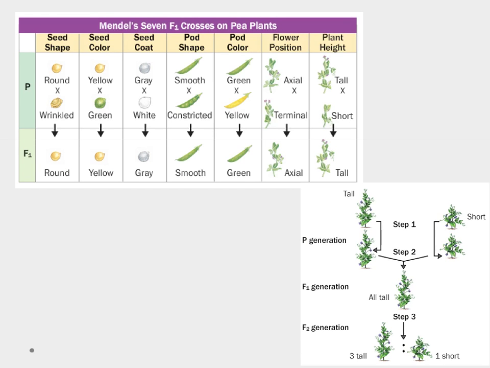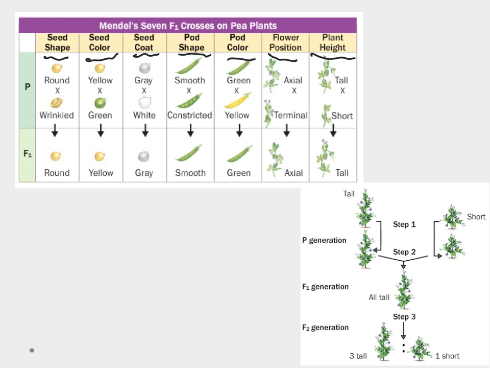So as I mentioned, he had found 7 different traits that he had looked for. He looked at seed shape and he found that there were round and wrinkled ones. He found seed color, they were yellow and green. He found a seed coat, it could either be gray or white. The pod shape was either smooth or constricted. The pod color was green or yellow. The flower positions were either axial in the middle of the plant or terminal at the end. And then there were tall and short plants.